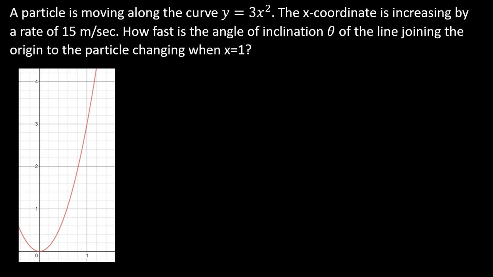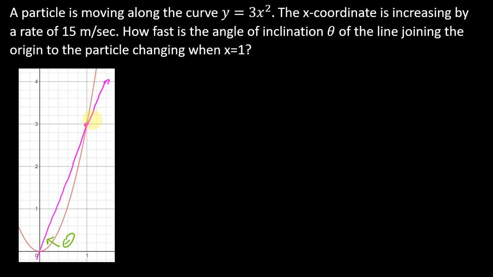So here's the graph, y equals 3x squared in the first quadrant. And then there's this line that connects the origin to where our particle is. And we're talking about the moment where x equals 1. So here's where x equals 1, okay? And so I'm interested in this theta made from this pink line down to this axis here. So that's what they mean by the angle of inclination.